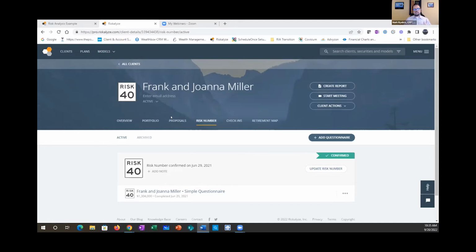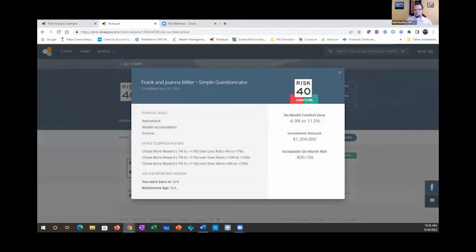It identifies what your risk tolerance is on a scale of 1 to 99. And I like it because it kind of has a speed limit sign. Everybody can kind of visualize that. But I also like the psychology about it, because what you'll see from Frank and Joanna Miller's risk number, they came in at a 40. It showed that they had $1.3 million at the time. It also showed their 6-month comfort zone. So that's over the next 6 months. What are you comfortable seeing in your portfolio?